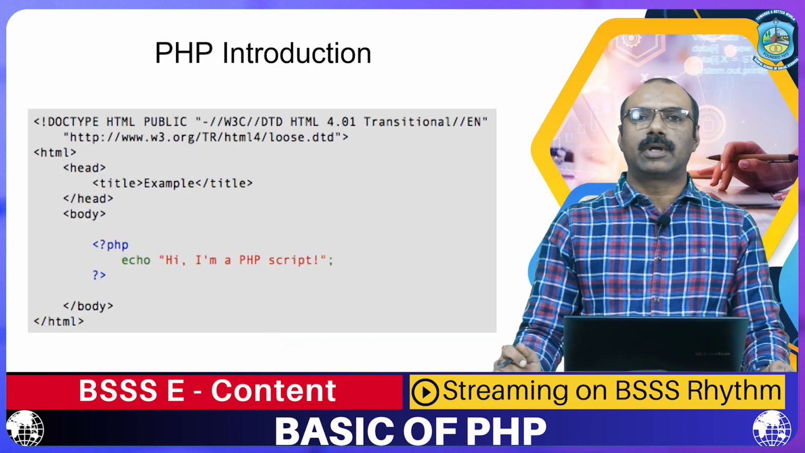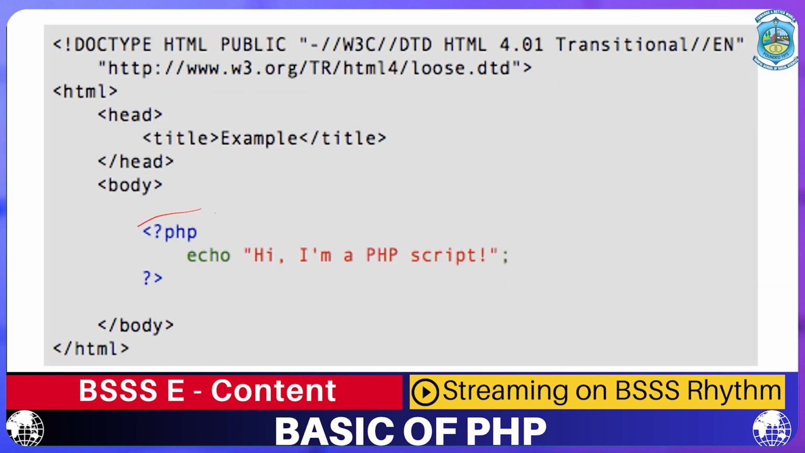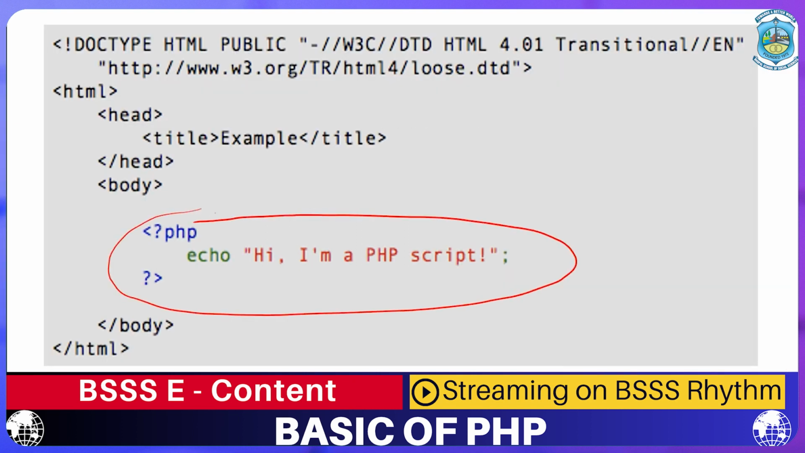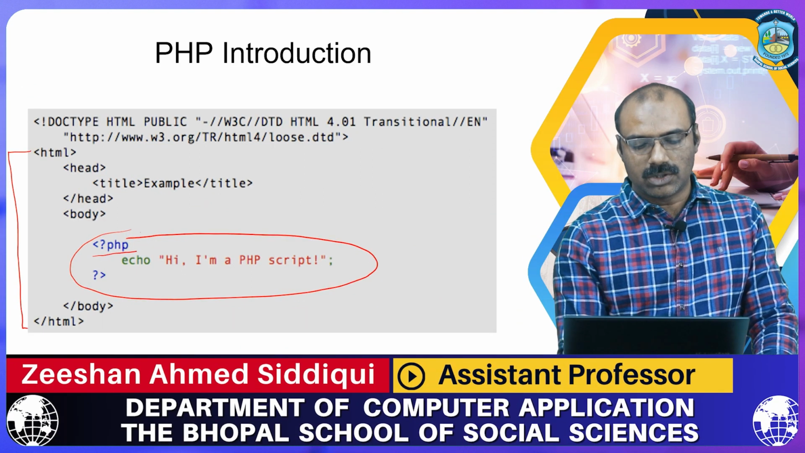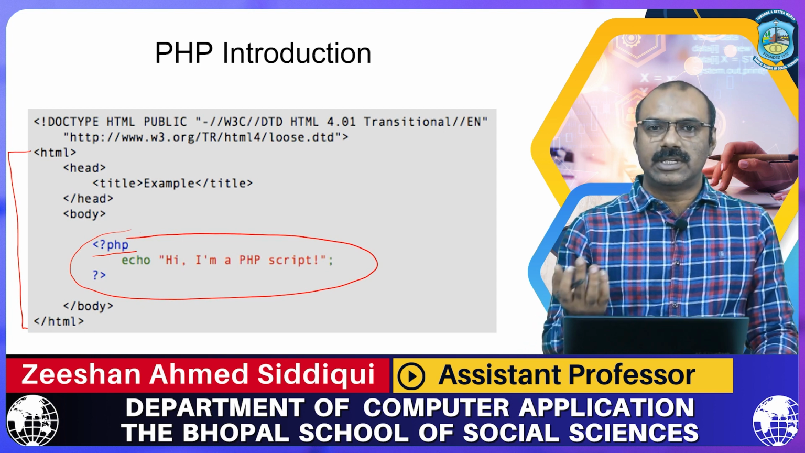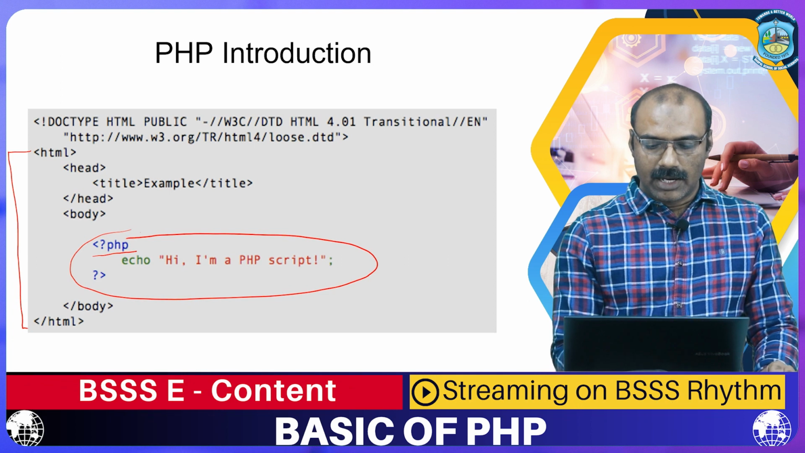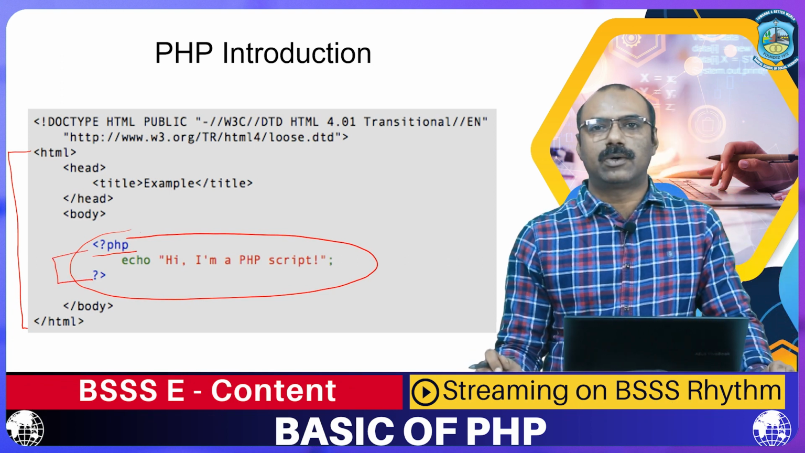Now this is a small program of PHP. Here we have embedded the PHP code within the HTML code. This is a simple HTML text. We started with HTML head, which is optional, and then body. In the body we have used the angular brace, the question mark and php. It indicates that your PHP code starts from this place. Whatever is written between these two tags will be your PHP code.